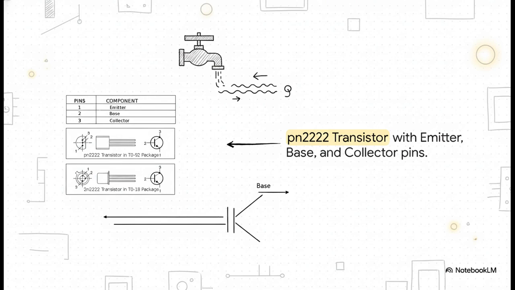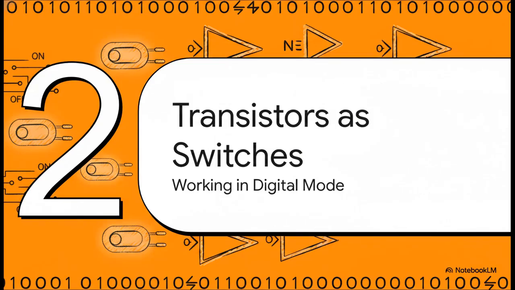Okay, take a look at this. This is the PN2222 bipolar junction transistor. It's essentially the fundamental building block of digital electronics. Notice its 3 pins here: the emitter, the base, and the collector. You can kind of think of it like a tiny electronic valve. A really small current flowing through that base pin actually controls a much larger current flowing between the collector and the emitter.